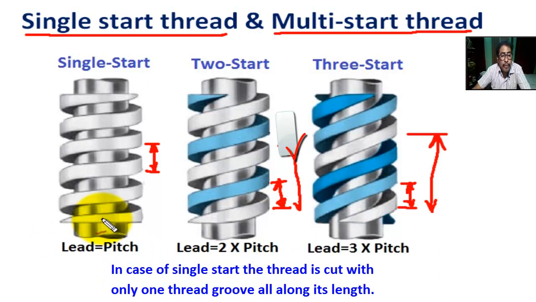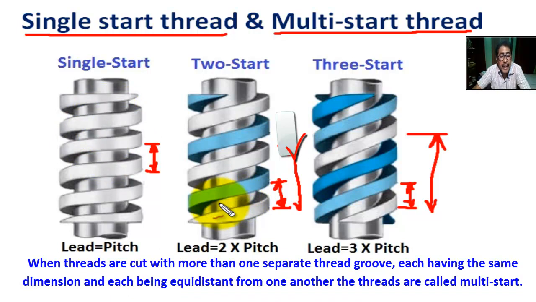In the case of a single start thread, it is cut with only one thread group all along the length. When threads are cut with more than one separate thread group, each having the same dimension and each being equidistant from one another, the threads are called multi-start threads.